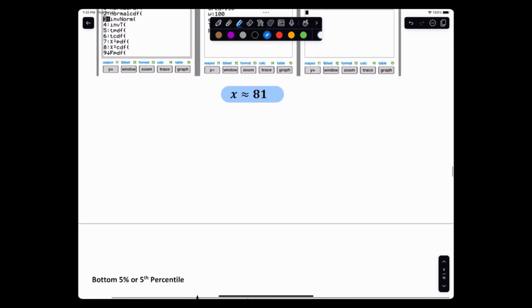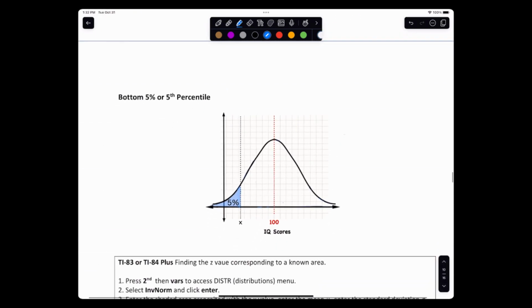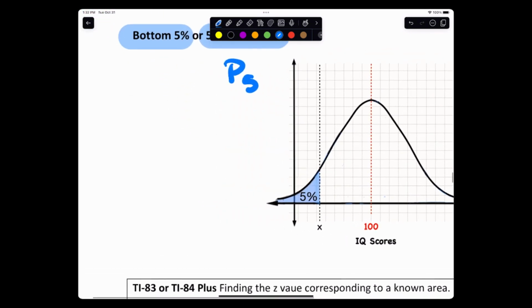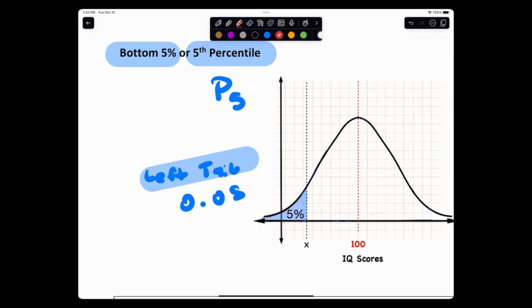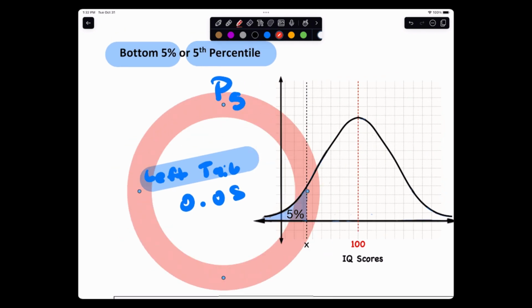Right? What do you guys think? Right, let's try bottom what? 5%, which is the fifth percentile, by the way. So that's P5. So let's write down all the notes. 5% of the data. So bottom 5% is a left what? Tail, and 5% is 0.0 what? 0.05. Good. Look at that, ladies and gentlemen. It's already the default. Same thing.